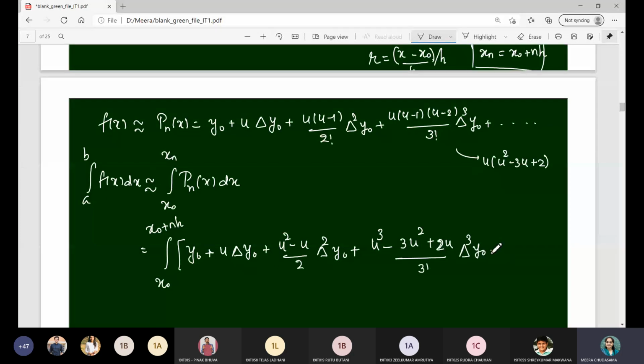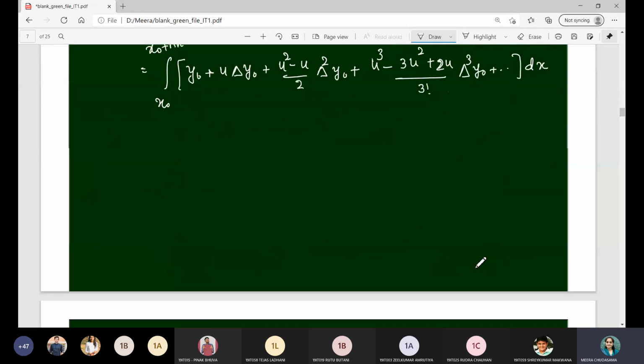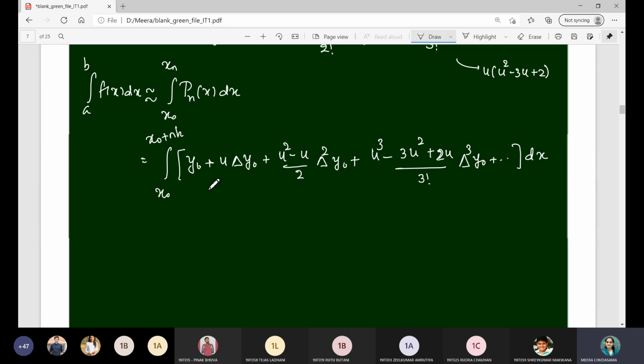So the integrand is in u, and you have to consider the integration with respect to x. That means you have to consider the transformation. The transformation we already know, right? What is u actually? U is nothing but x minus x0 upon h.